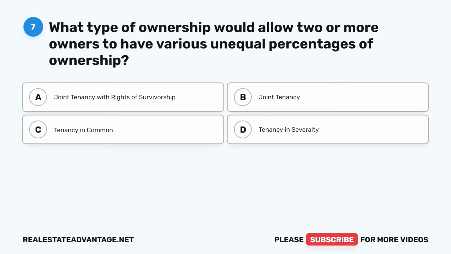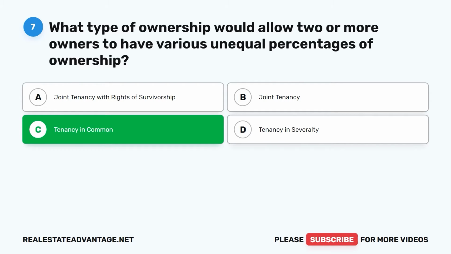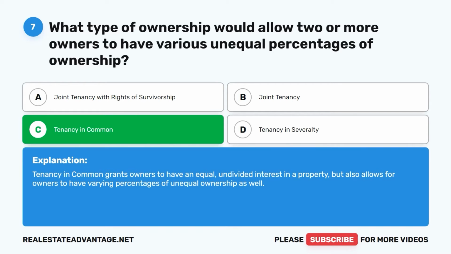Question 7. What type of ownership would allow 2 or more owners to have various unequal percentages of ownership? A. Joint tenancy with rights of survivorship. B. Joint tenancy. C. Tenancy in common. D. Tenancy in severalty. The correct answer is C. Tenancy in common. Tenancy in common grants owners an equal, undivided interest in a property, but also allows for owners to have varying percentages of unequal ownership as well.